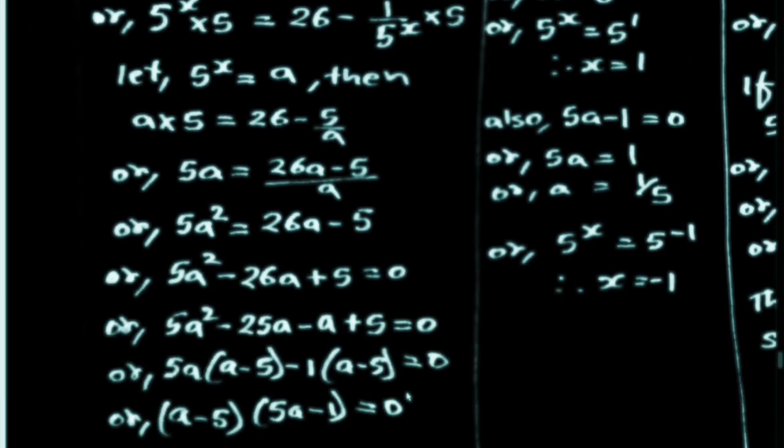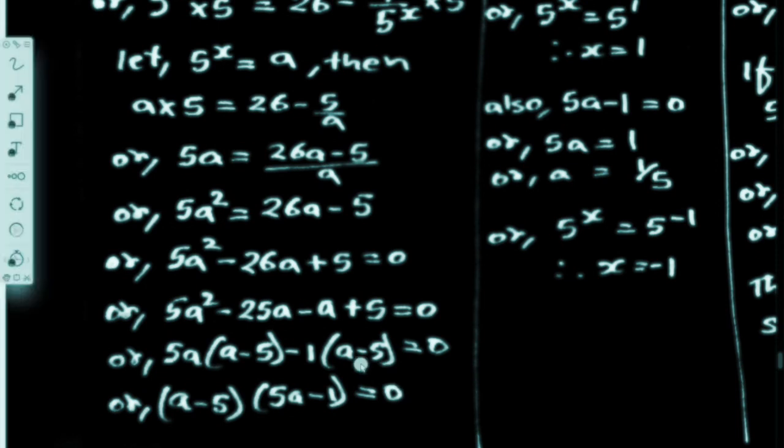Now here 5a is multiplied with the bottom one, a. So 5a into a is 5a square equal to 26a minus 5. Now the side should be changed: 5a square minus 26a. When the side is changed, the sign should also be changed. 26a changes side, so it comes as minus 26a. Also minus 5 changes, plus 5 comes, equal to 0.